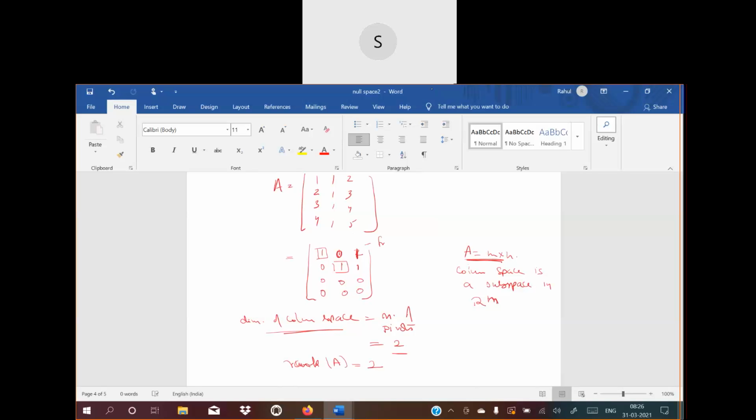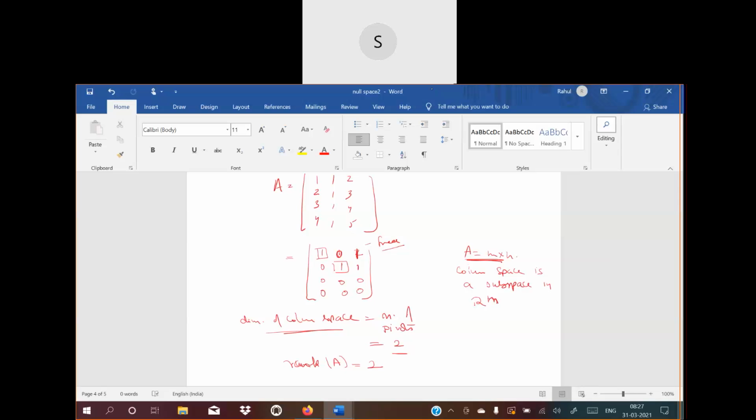That free does not mean that it is independent. Somebody was asking. Free actually means these two are pivots and this one can be taken as any value. So this is used when we are doing the null space. When we are saying column space, we are taking the columns, and the number of pivots becomes your dimension, which is the rank of the matrix A. Right, that is in column space.